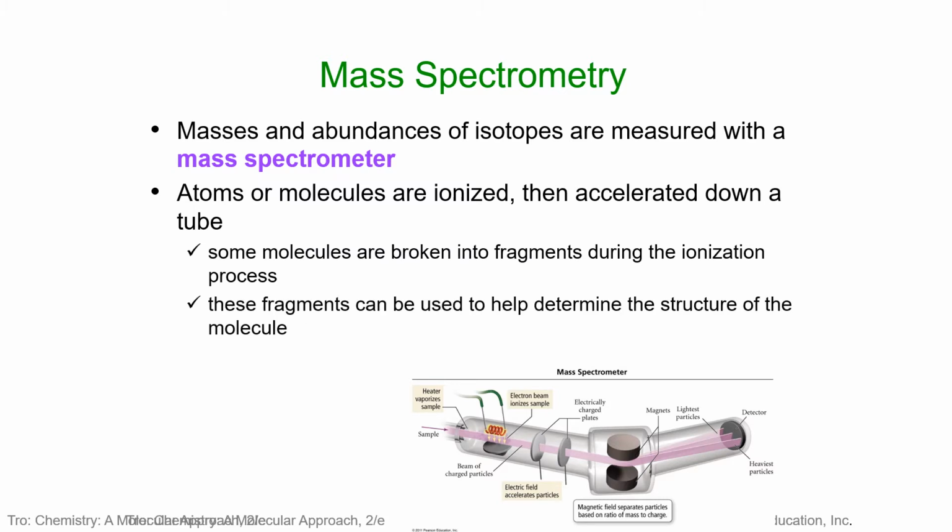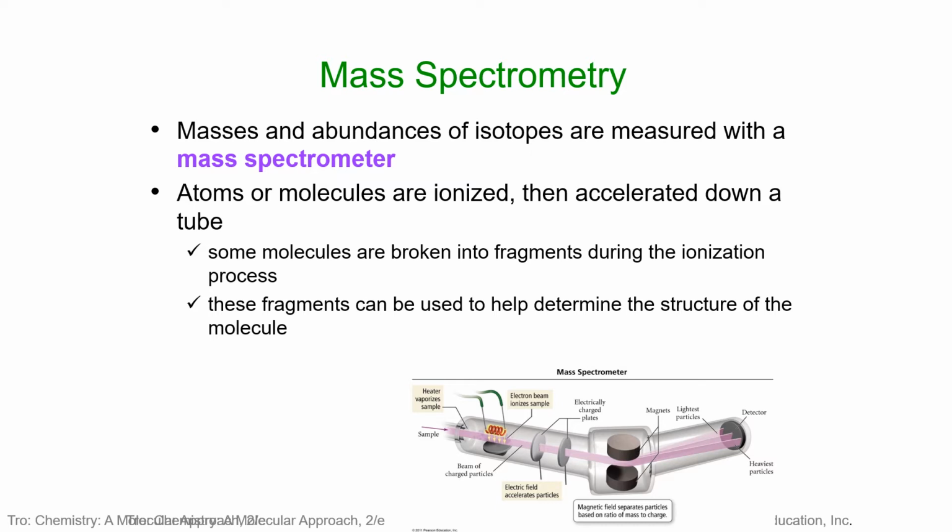What we do is we ionize the sample, so we give a charge to it so that we can control it with electrical and magnetic fields. We accelerate it down a tube. Sometimes those molecules are broken into fragments, which allows us to help figure out what the structure of the molecules are. And we accelerate it down the tube.